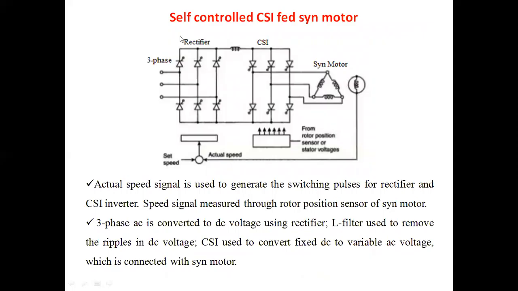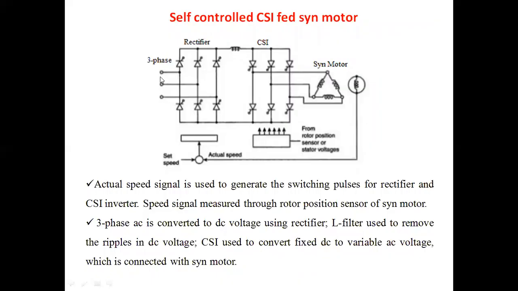The last one, self-controlled CSI fed synchronous motor drive. Here the inverter type is a current source inverter. It's a self-control, so obviously we're going to measure parameters like actual speed and frequency from the motor itself, which are compared with the reference speed and reference frequency. Based on that, we generate the firing pulses for the rectifier and inverter circuit.